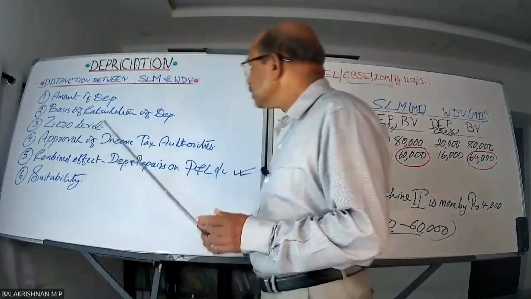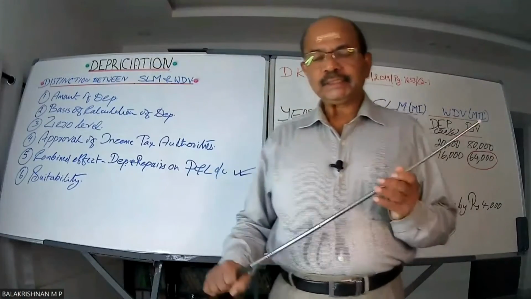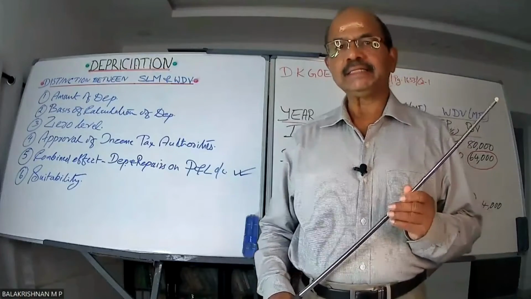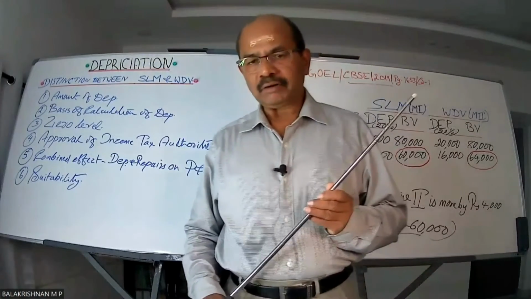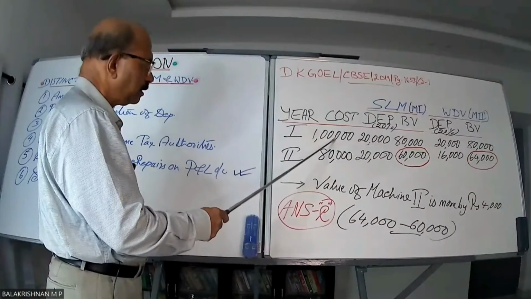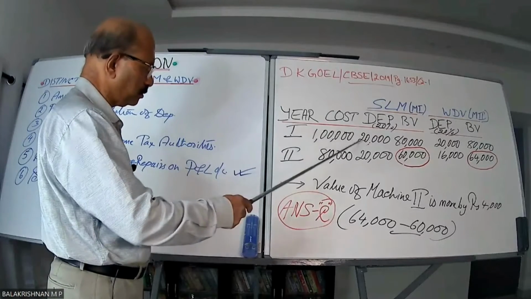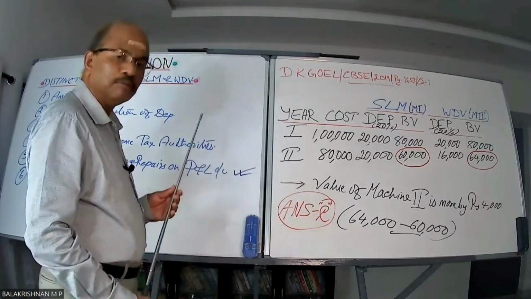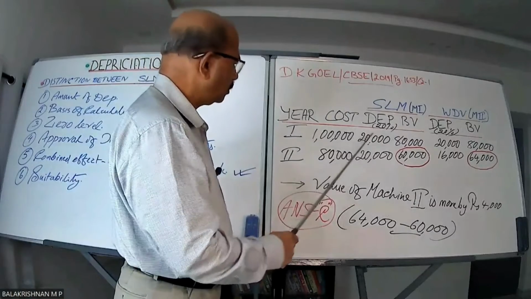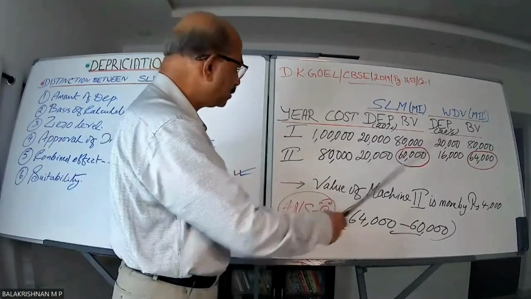Now comes the second point, the basis of calculation of depreciation. Depreciation is charged on the original cost as far as SLM is concerned, and on the reducing balance under WDV. Based on this, in the first year and second year, 20% is on the original cost. Clear now? Whereas in the case of WDV, the first year is, of course, on the original cost.